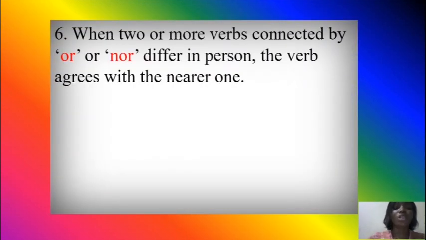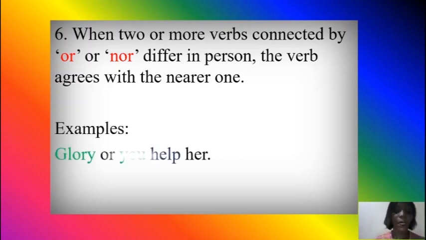Okay, let's go over to the sixth rule. The sixth rule states that when two or more subjects connected by or, nor differ in person, the verb agrees with the subject that is nearest to it. Now let's look at examples here.